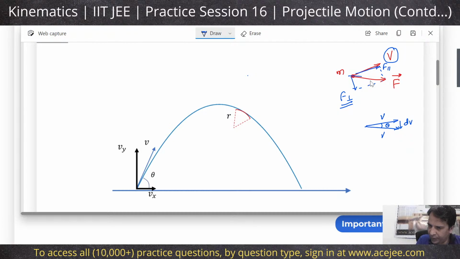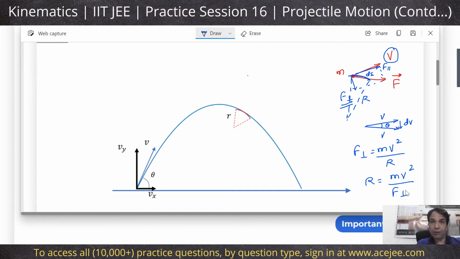If the particle traces like this, it moves for a differential time. This is how it moves. So what we are interested in is how quickly the trajectory is changing. That's what the radius of curvature essentially tells you. So following the same logic, F perpendicular is equal to m v square by r, where r is the radius of curvature. So the radius of curvature is m v square divided by the component of force perpendicular to the velocity vector.